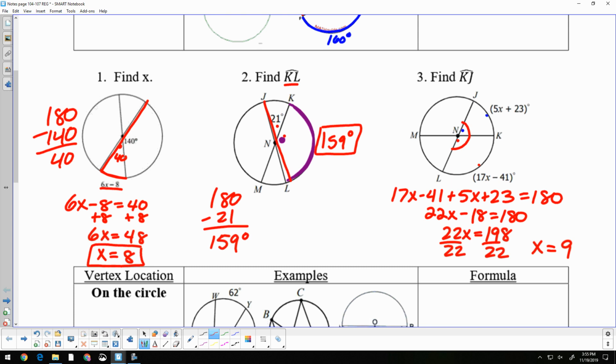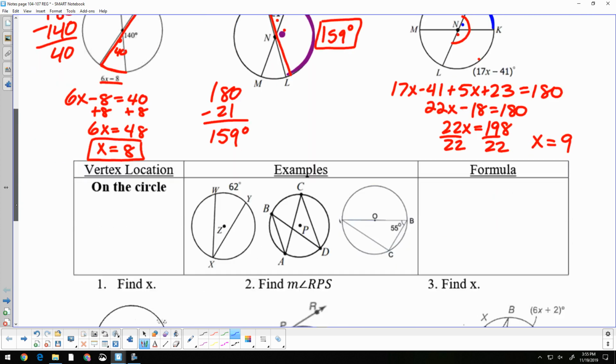The problem is the question asks for KJ. So I'm actually going to need to take my x and plug it back in to find this arc length, KJ. So 5 times 9 plus 23 ends up giving me 68. So this arc KJ is 68. And that is very similar to the stuff that we did yesterday. So now really we're going to start some new ones.